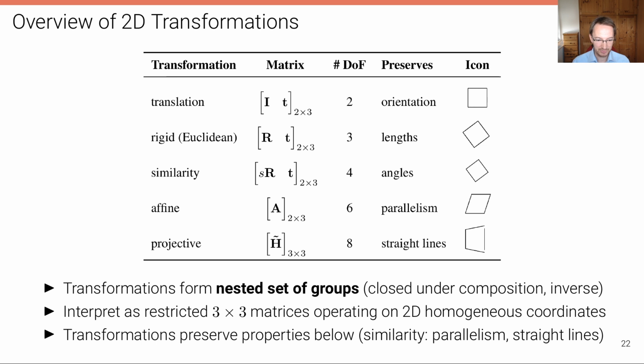The transformations preserve the properties below, which means that, for instance, the similarity transformation does not only preserve angles, but also parallelism and straight lines. Right? And the translation operation does not only preserve orientation, but also all of the other nested transformation properties. So the translation preserves almost everything except translation, and the projective transformation only preserves straight lines.